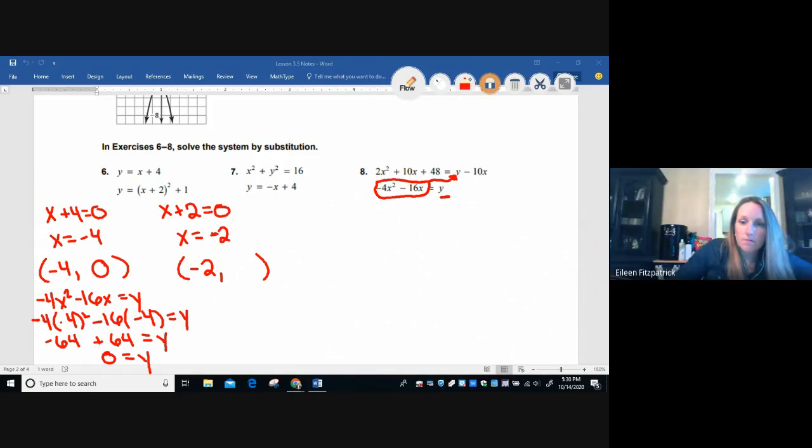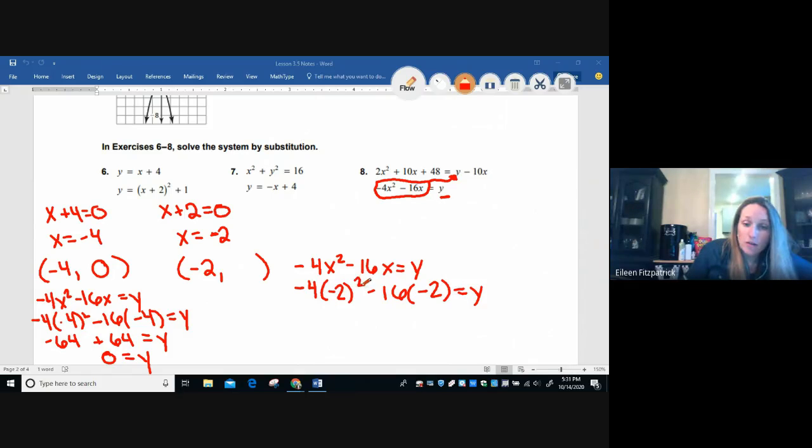All right, so I'm going to again take this equation, -4x squared minus 16x equals y. I'm solving for y by plugging -2 in for x. So -4 times -2 squared minus 16 times -2 equals y. -2 squared is +4. +4 times -4 is -16. -16 times -2 is going to be +32. And then combining like terms, you get 16 equals y.